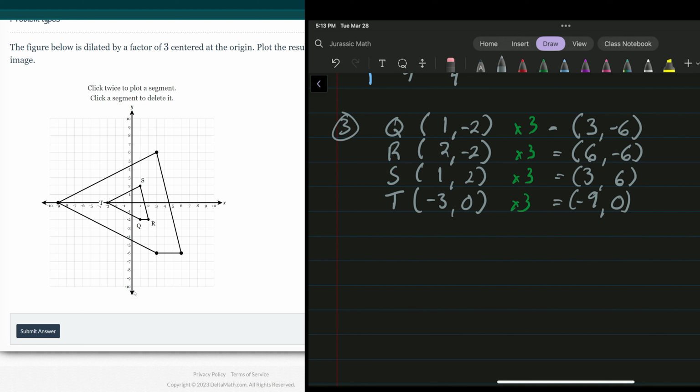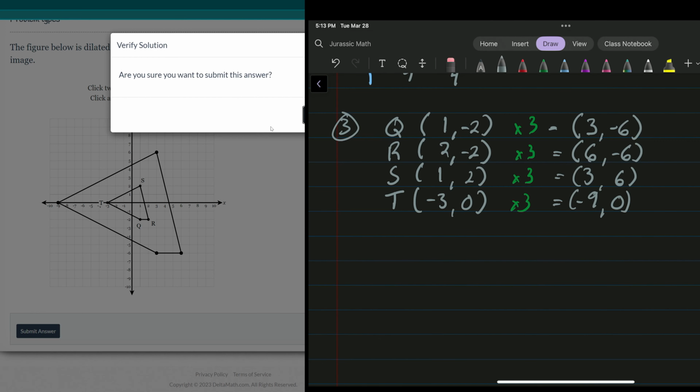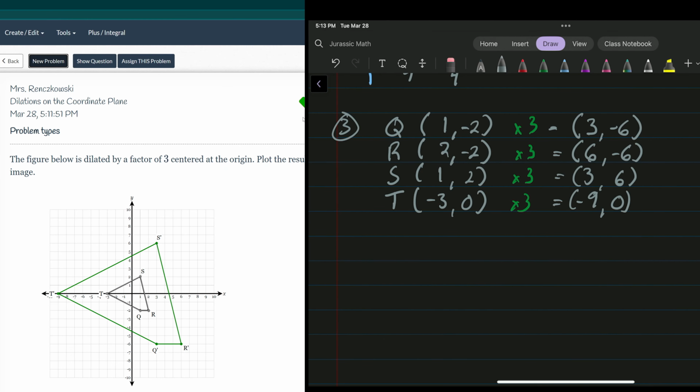On this one, you got to make sure that you're putting those lines in. Normally if you just put in the 4 dots, you only get 2 lines. You just got to make sure you connect it afterwards. Hit submit. All done.